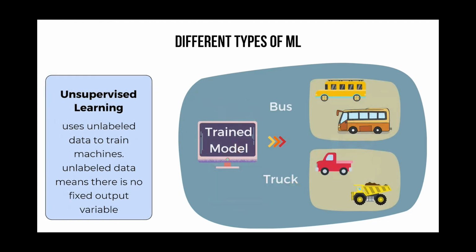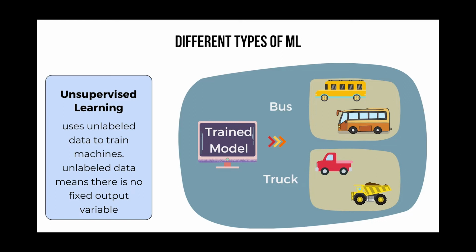Unsupervised learning uses unlabeled data to train machines. Unlabeled data means that there is no fixed output variable. The model learns from the data, discovers patterns and features in the data, and returns the output.